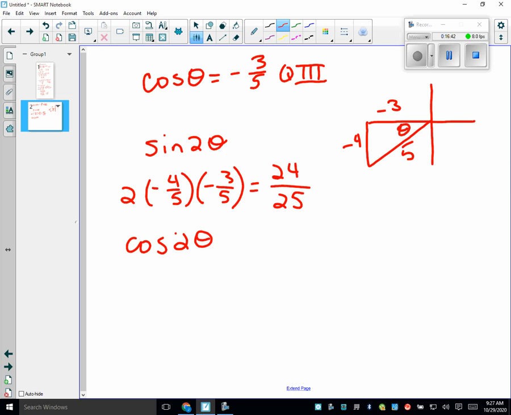It doesn't matter which one we use. Which one do you want to use? Cosine squared minus sine squared. Is that right with you all? Cosine squared minus sine squared? So is that 9/25 minus 16/25? Is that right? Yes. Which is what? Negative 7/25.